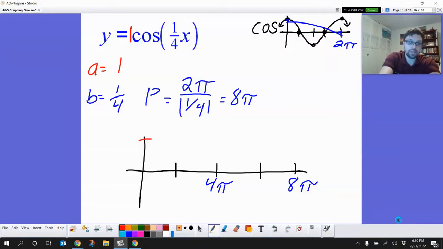And our amplitude is going to be 1, so we're going to be going up to 1, and our lowest that will go is -1. The pattern for cosine is up, on, down, on, up. So we'll go up, on, down, on, and then up. And then we want to do our curve through those points.